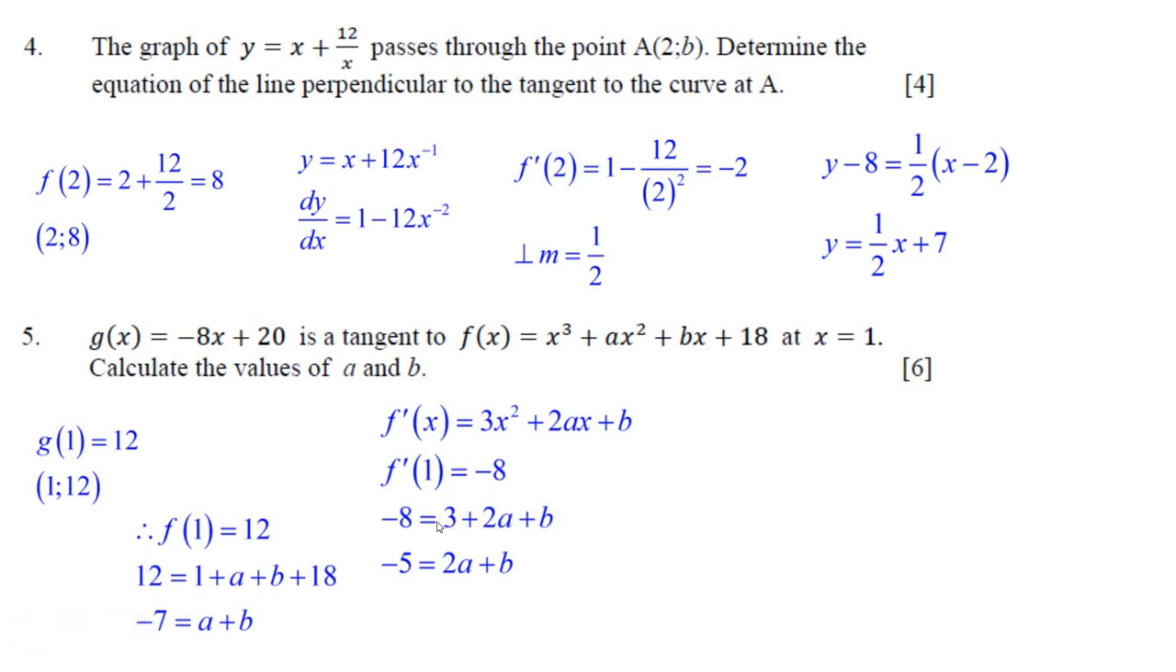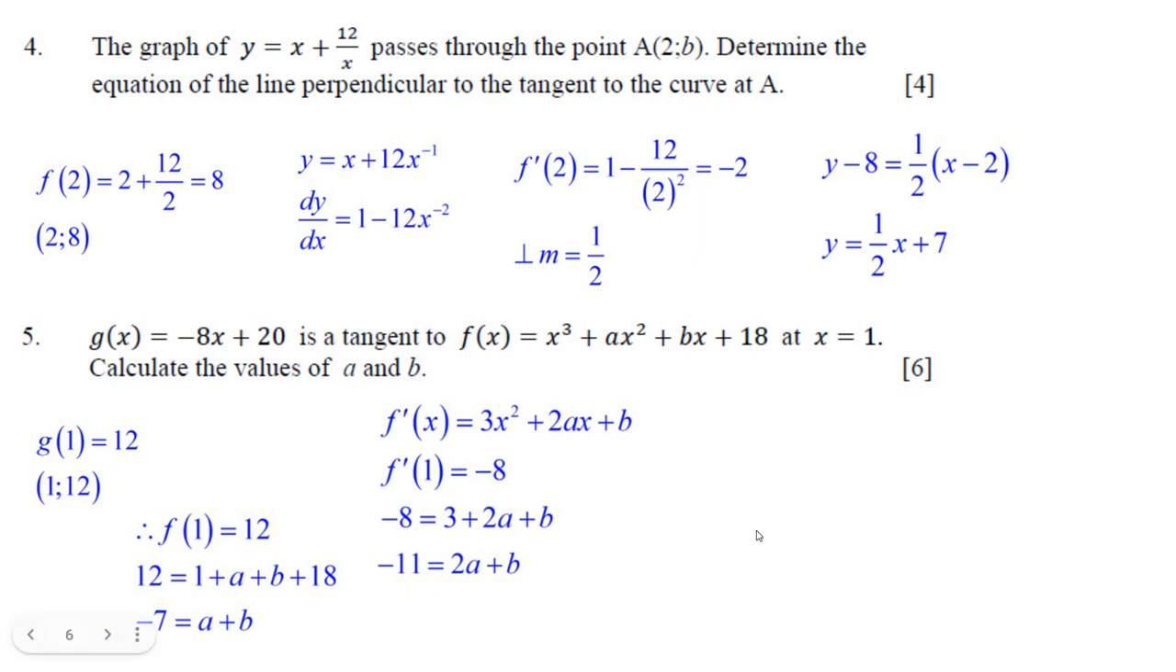So, hey, you can see, look, Mr. Rob made a mistake. He was supposed to subtract 3 from both sides, and he added 3. But he fixed it up. He subtracted 3: minus 8 minus 3 is minus 11, and 2a plus b.